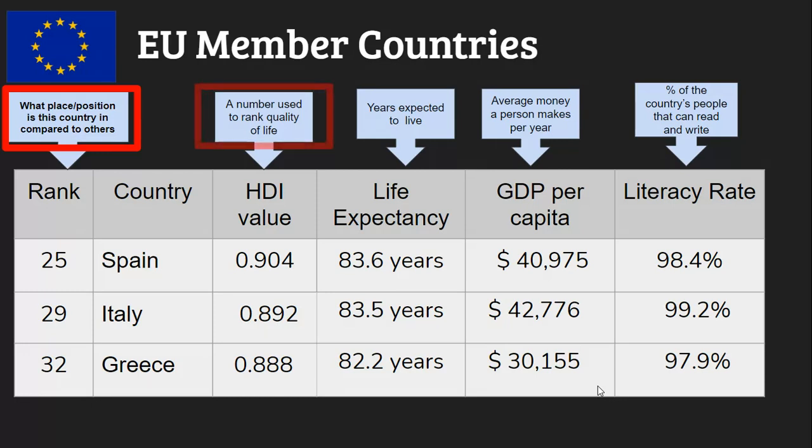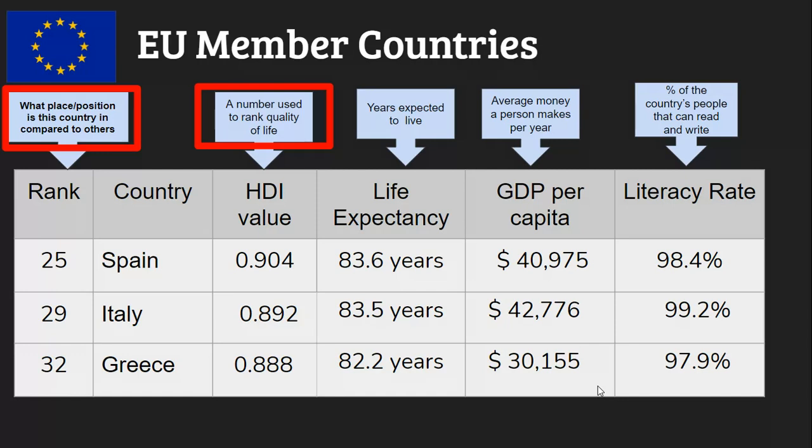Another number is HDI value. That is a number used to rank quality of life. The closer to 1, the better the quality of life. So for example, 0.904 is closer to 1 than 0.888. So we can make a conclusion that the quality of life in Spain is a little bit better based on the HDI value than in Greece.